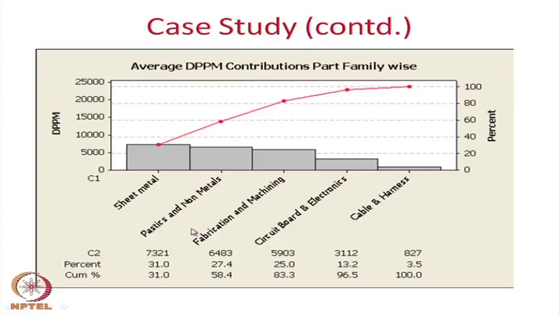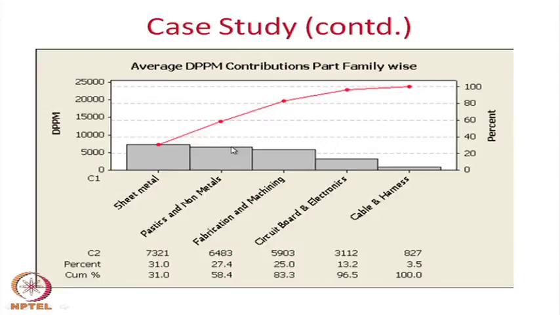Now let us see what this case study is in totality. If we see the different components: sheet metal component, plastic and non-metal component, fabrication, machining, circuit board and electronics, cable and helmets, these are the different components where defective parts per million is captured from the Six Sigma point of view. And what we found out is that the sheet metal component has the highest defects. So it is a case, so we can say this is the sheet metal case we have to consider for improvement.